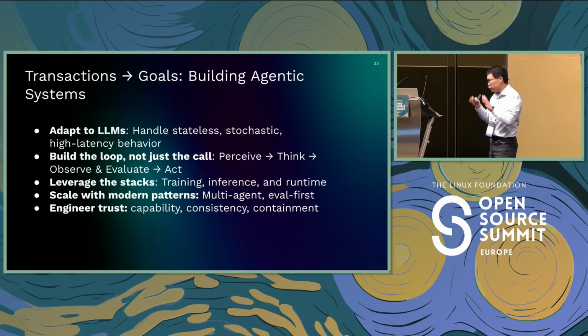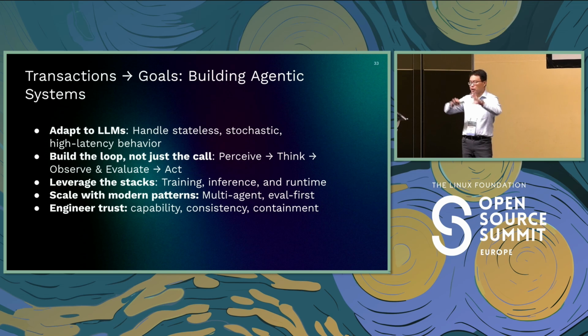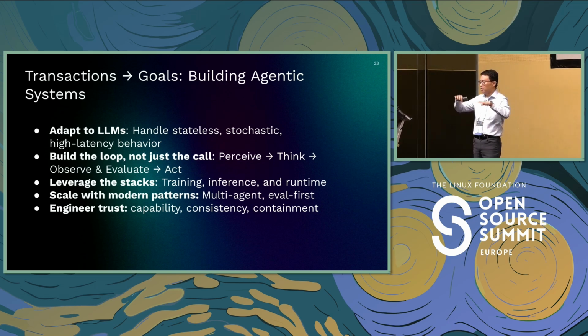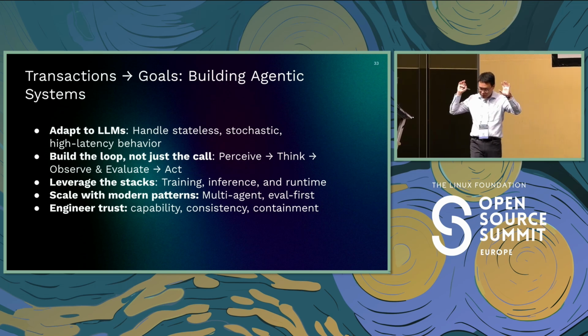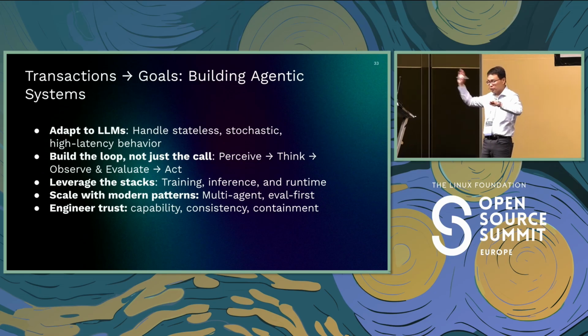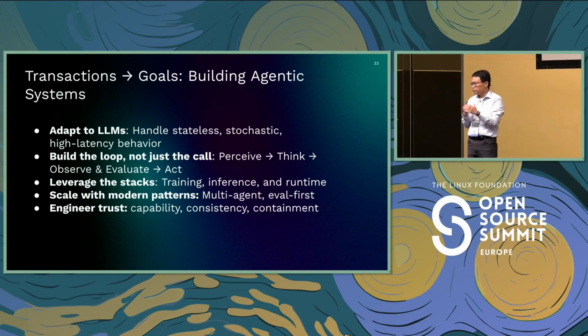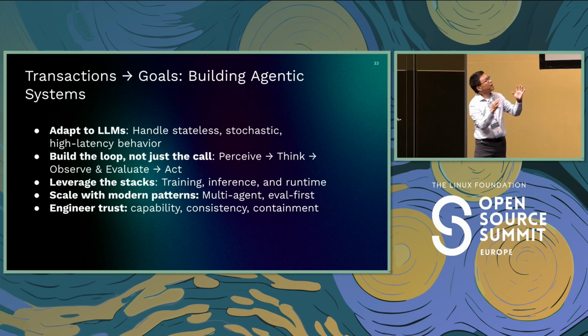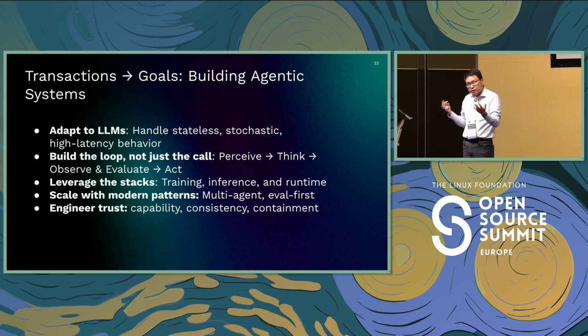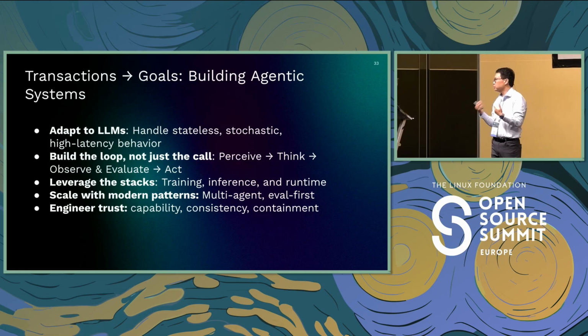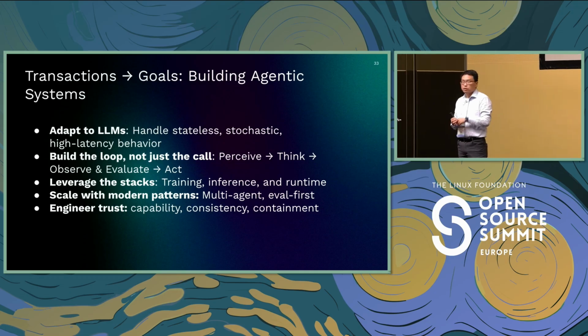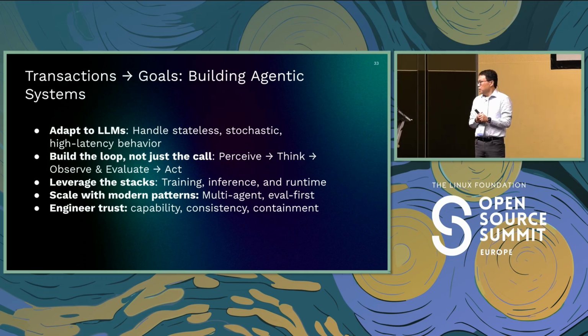Okay, just to kind of wrap things up. I just went through a whirlwind of stuff around how we're evolving SaaS systems, which are transaction-centered, to agentic systems, which are goal-centric. And so the takeaways, I would say, are: you first need to adapt to large language models. That's the first thing. To build an agentic system, you need to recognize that LLMs are stateless, they're high latency, and you need to handle that behavior. The second thing is you want to build the loop and not just think about it as a call, right? So think about that perceive, think, observe, evaluate, and act loop.